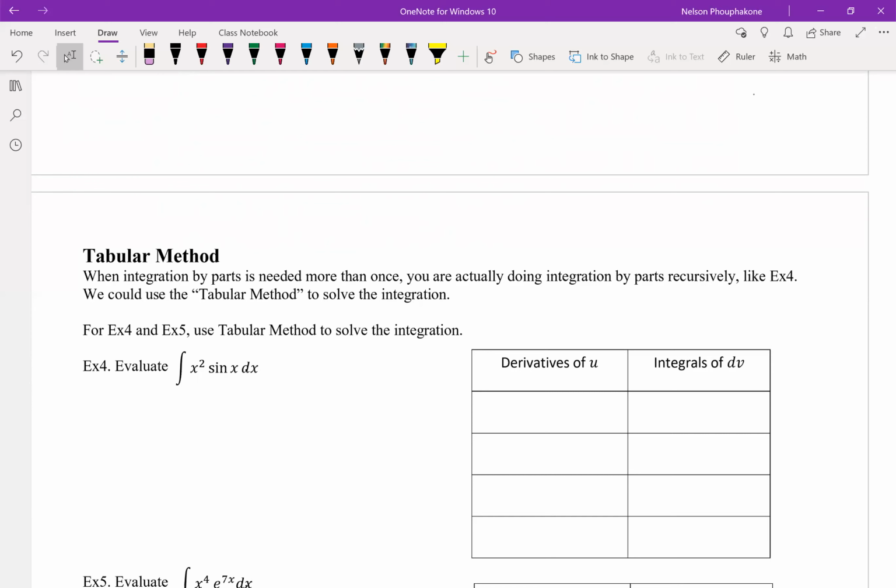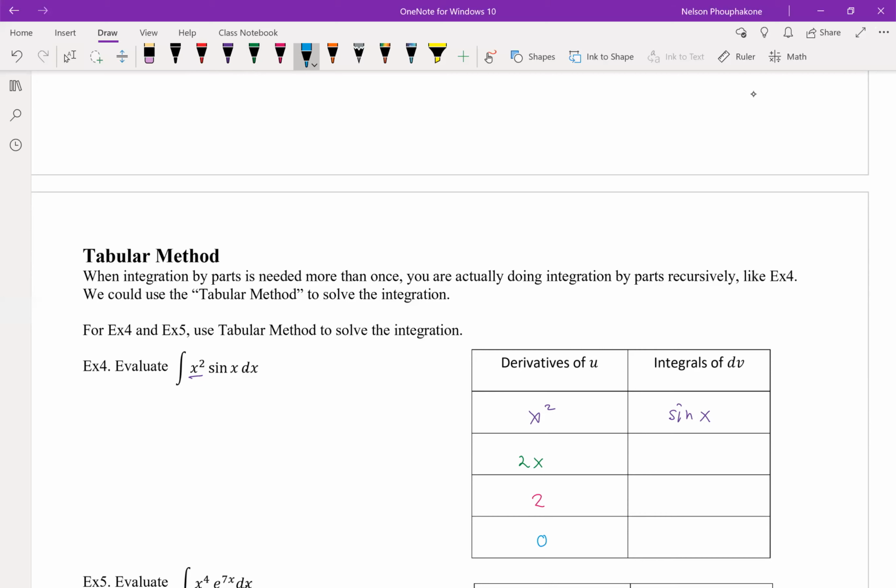So how do we actually do this? In this case, same thing, this one is x squared, and the dv is sine of x, just like what we have. And then what we're going to do here is, to the left side, we take the derivative. So you will see that this one basically is 2x, and then the next one will be 2, right? And then the next one will be 0. So this part, we take the derivative.